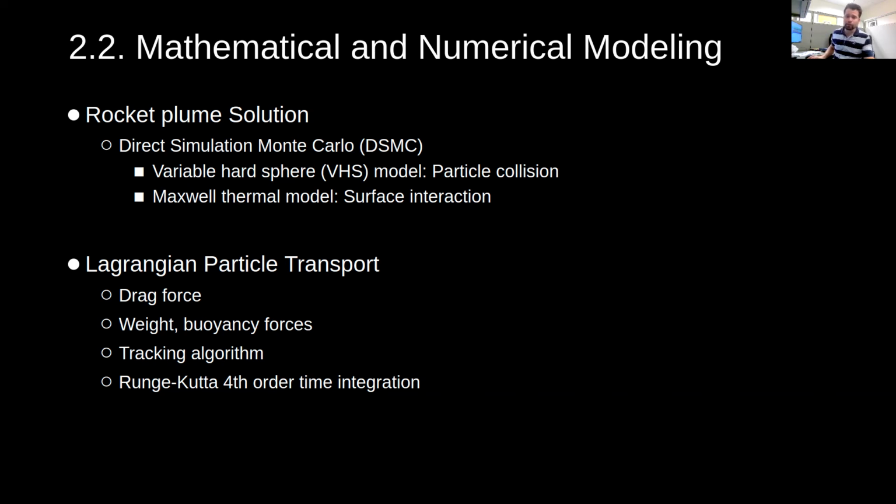For the particle trajectory, we implemented a Python code that uses the flow solution to calculate how drag and weight forces act on individual particles. This code solves Newton's second law using fourth-order Runge-Kutta integration and a tracking algorithm to localize the appropriate cell information based on particle position.